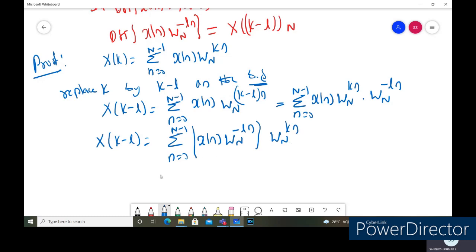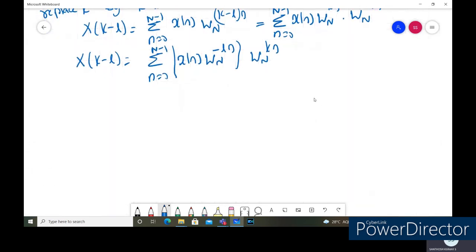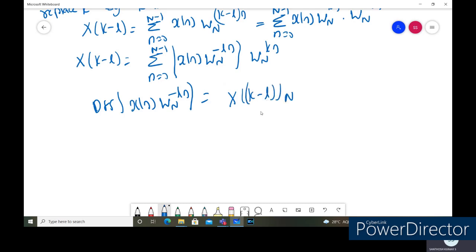So since here we can see x of n is there, we can write this as the DFT of x of n. Since x of n is the input, the corresponding DFT will be equal to this one. Similarly, x of n into omega to the power of minus ln is there, so we can write this as the DFT of x of n into omega to the power of minus ln. So this is equal to X of k minus L. And whatever the shift you are considering, it's periodic, so we can write it like this. So this is the proof of this one.